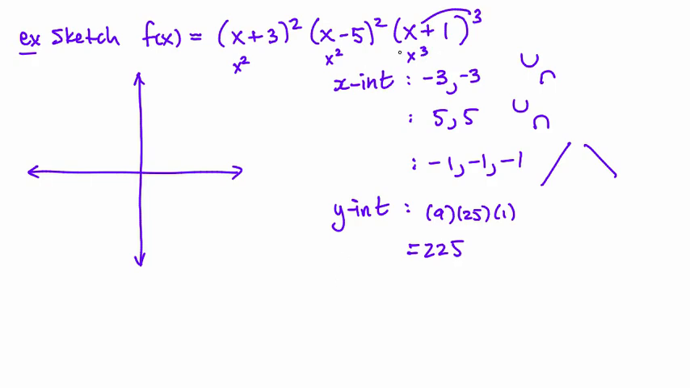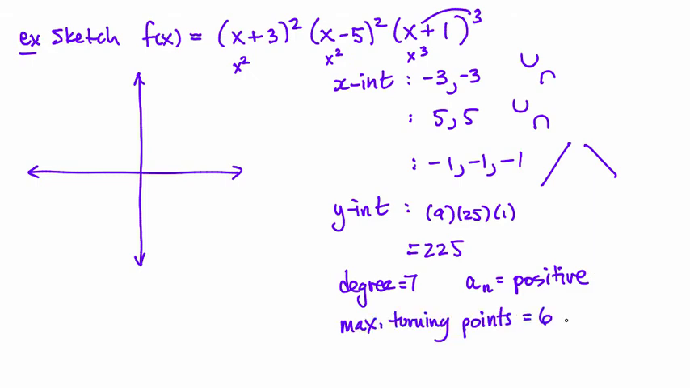So I now know that when these were multiplied together, this will be a degree 7 equation, 2 plus 2 plus 3. And I know the leading coefficient, 1 times 1 times 1, will be positive. And from this I also know the maximum number of turning points. So now I can start to sketch this.